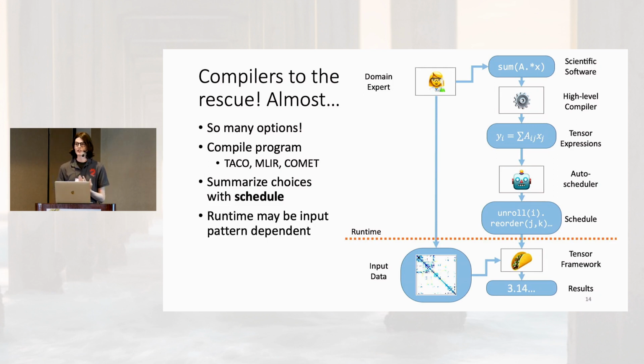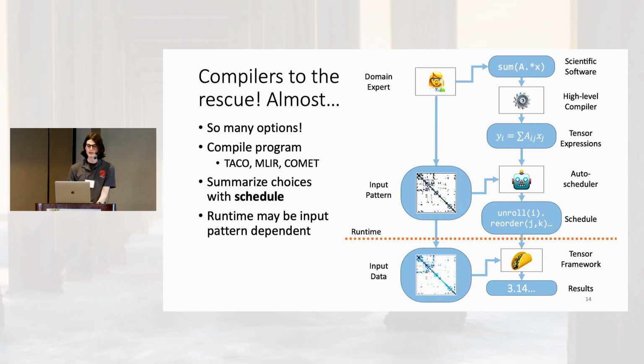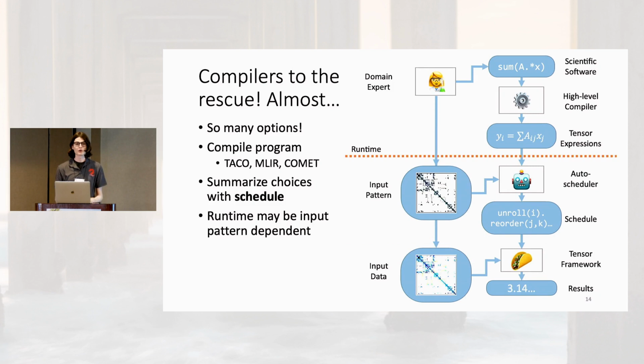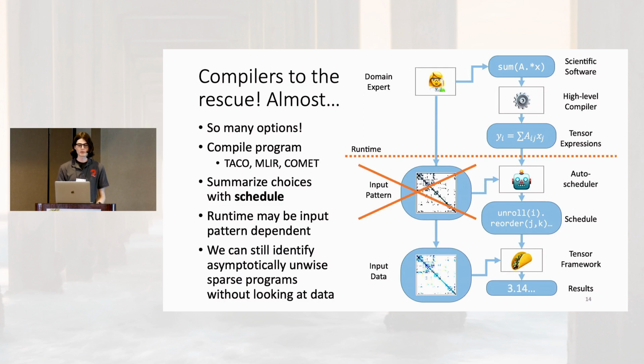But recall that the runtime of these kernels is pattern dependent. So the best schedule to use might depend on the input. In that case, there have been techniques that use the input pattern in the autoscheduler. But if we're going to do that, we need to start measuring the runtime at the point at which we read the input. And so the autoscheduler is now part of the runtime, which could slow things down. So in this work, we focus on the kinds of optimizations that we can do without looking at the data. And so this means that we no longer need to have our autoscheduler as part of the runtime.